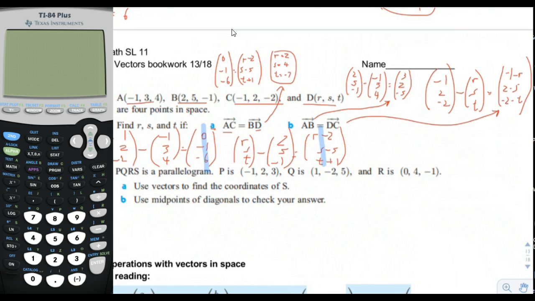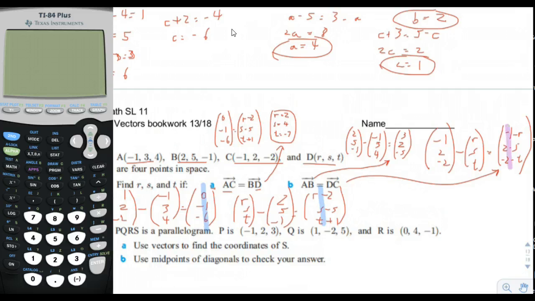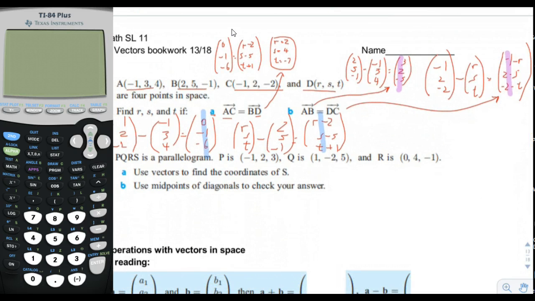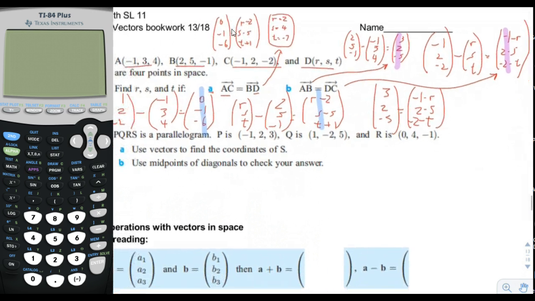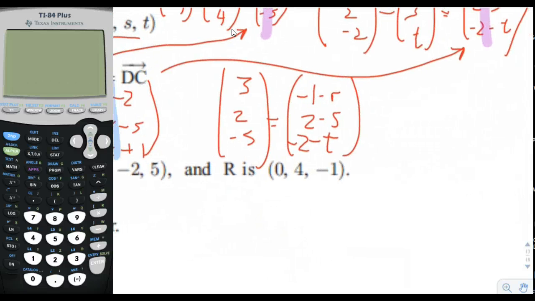So now let's equate this with this, because those two are equal. 3, 2, -5 is equal to -1 minus R, 2 minus S, and -2 minus T. These are harder algebra equations to solve. For example, 3 equals -1 minus R. R is equal to -1 minus 3, which equals -4.